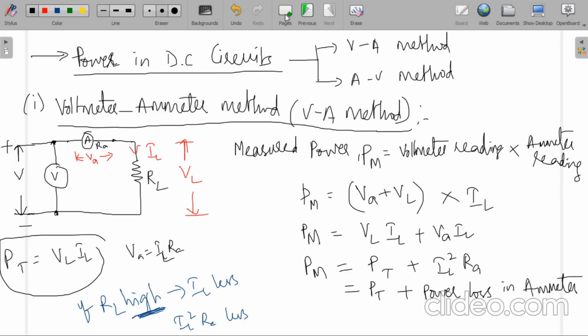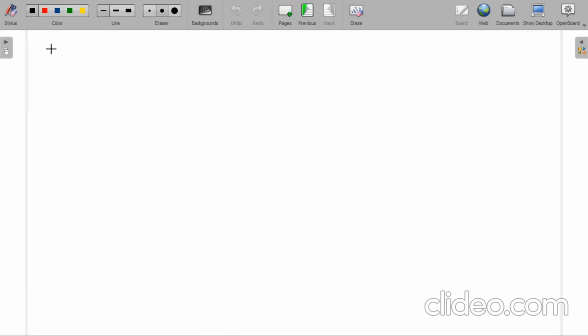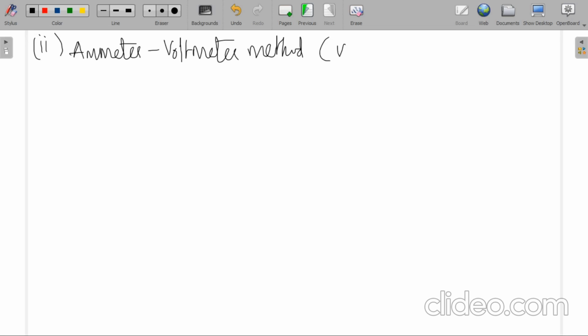Now we'll move on to the next method. Second method is ammeter voltmeter method, that is AV method.